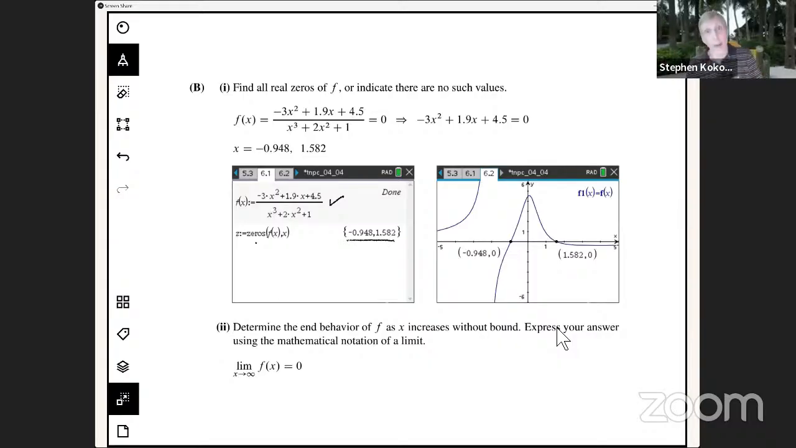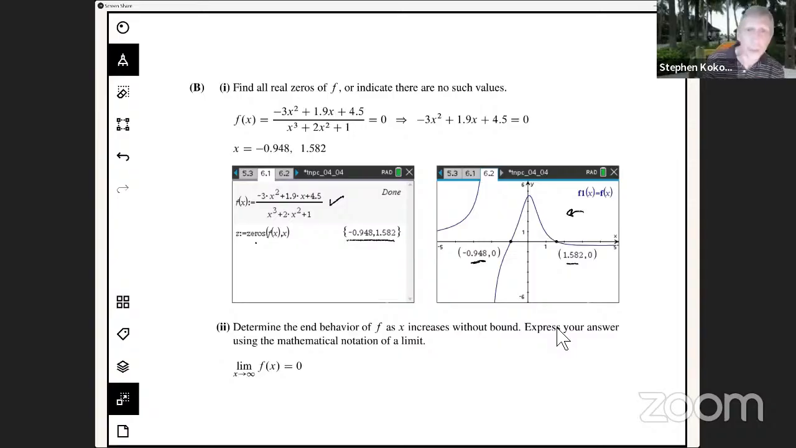I was a little concerned about that. Are there really two of them? Well, I look at the numerator again and it's a quadratic, so it's making sense to me. Here's a graph of f, and I used the zeros command to find those two x values: minus 0.948 and 1.582. Yeah, I believe that's true.